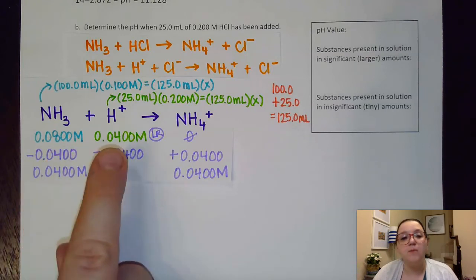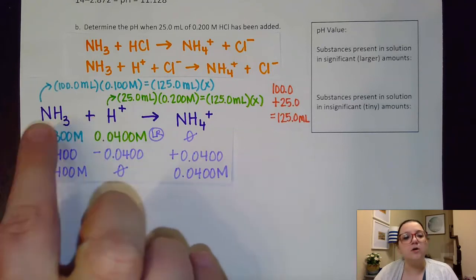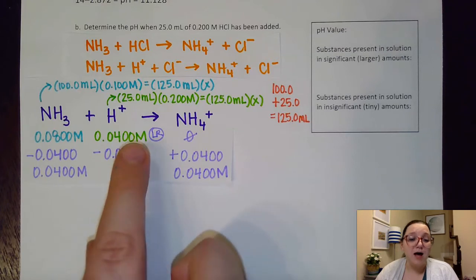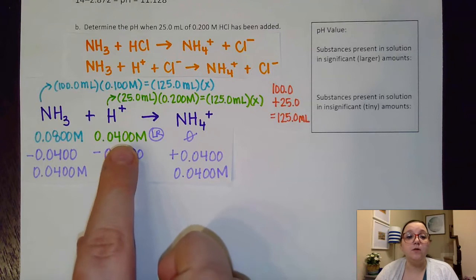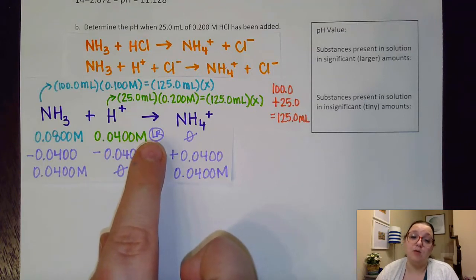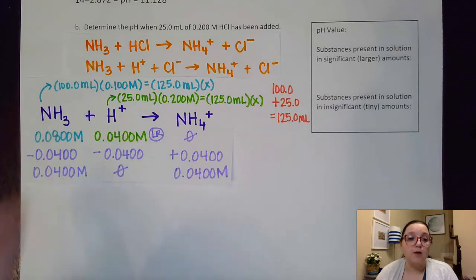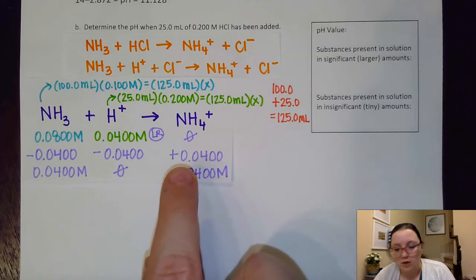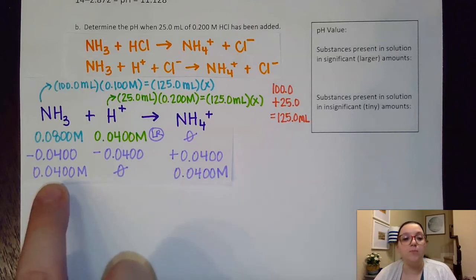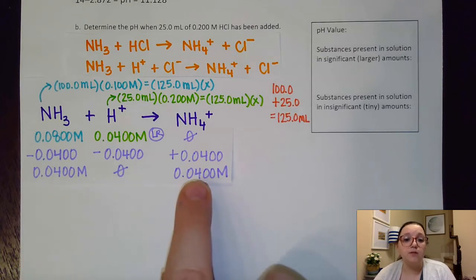So I would want to look at my two reactants and ask myself, well, who's the limiting reactant? Well, these are in a 1-to-1 ratio, and I had less of that hydrogen ion here than I had of the ammonia. And so therefore the hydrogen ion is the limiting reactant. And so what I would do is I would subtract that value from both of my reactants, but I would also add that amount to my product over here. And so at the end, that gives me 0.04 molarity of NH3, none of the hydrogen ion, and 0.04 molarity of the NH4+.